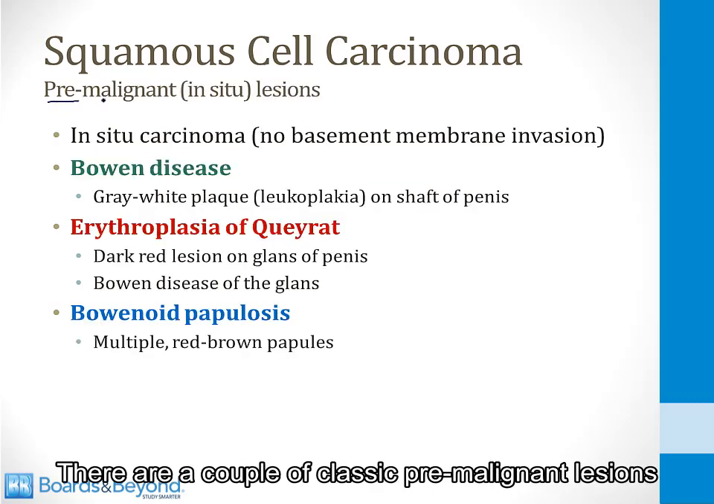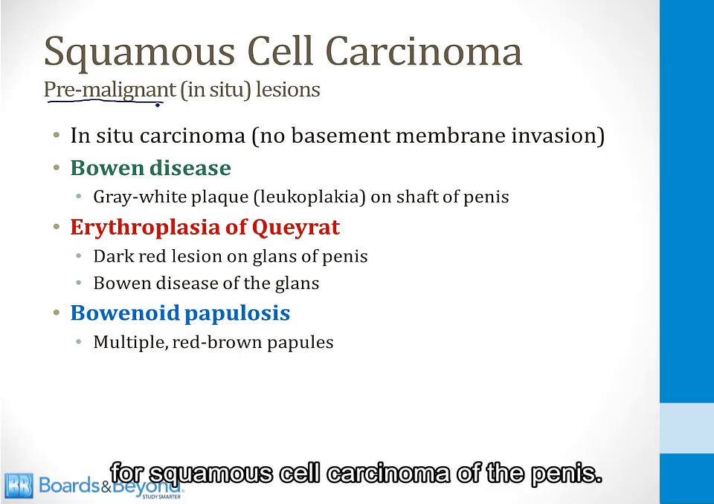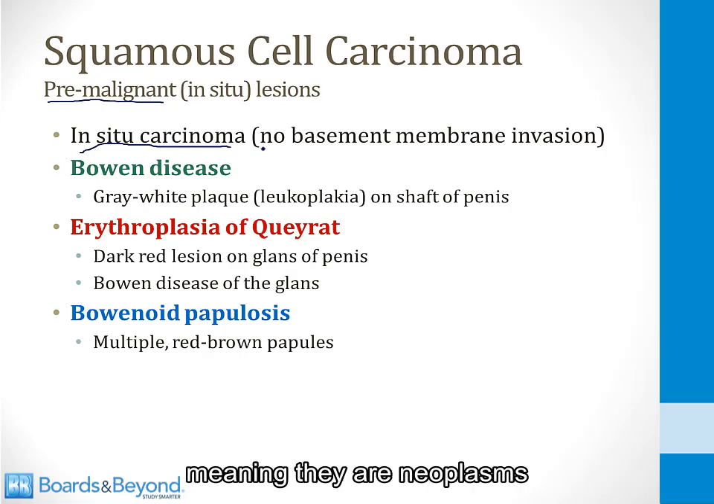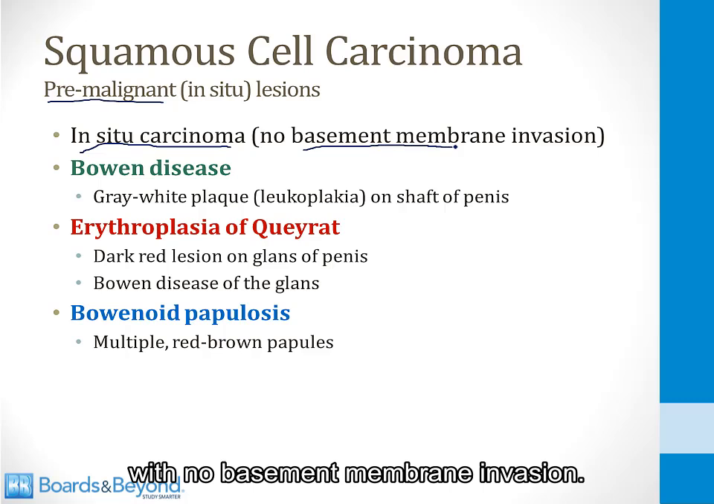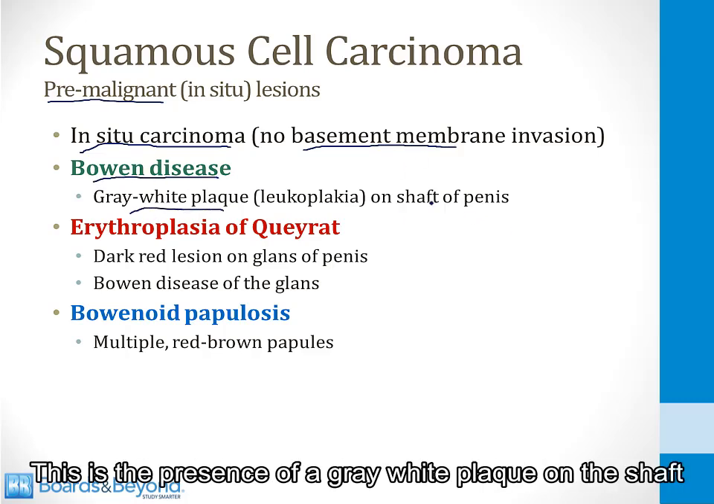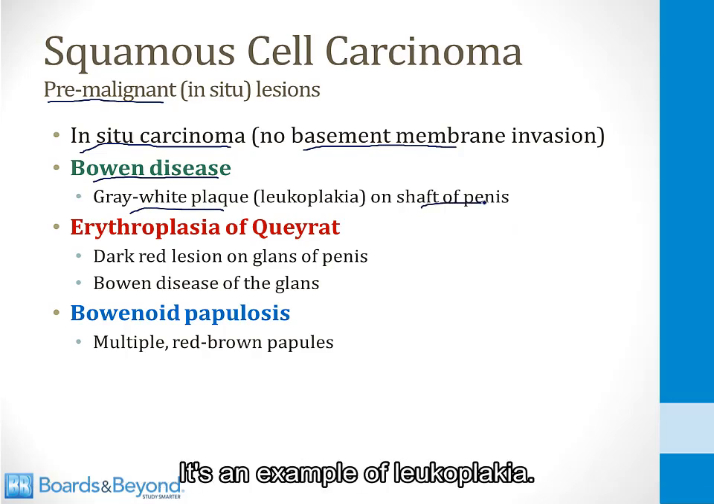There are a couple of classic pre-malignant lesions for squamous cell carcinoma of the penis. All of these are examples of in situ carcinoma, meaning they are neoplasms with no basement membrane invasion. The first one is called Bowen disease. This is the presence of a gray-white plaque on the shaft of the penis. It's an example of leukoplakia.